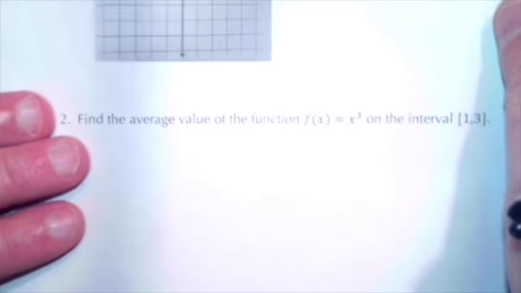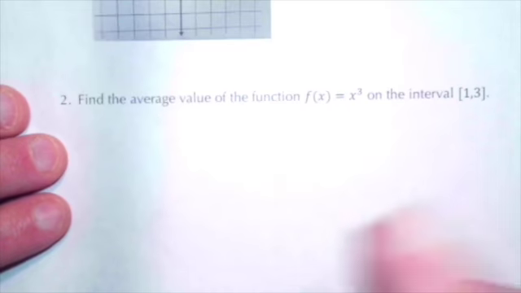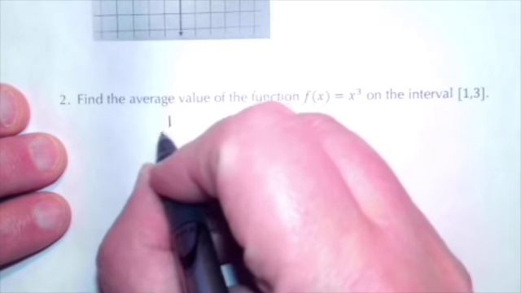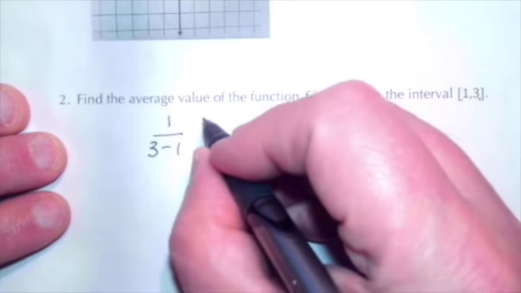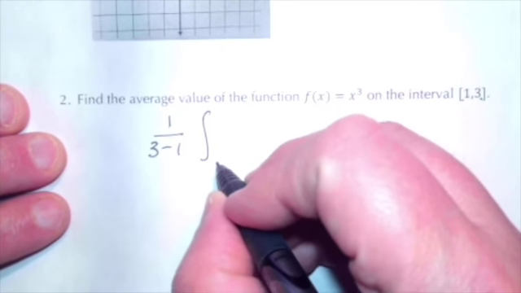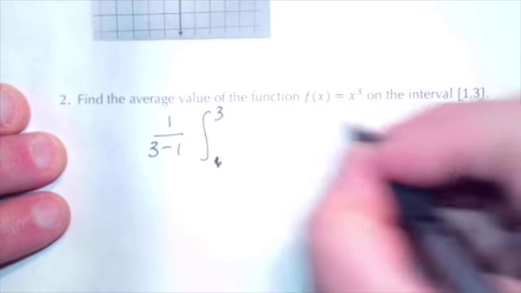And in the last one, we were asked to find the average value of the function f of x equals x cubed on the interval from 1 to 3. Well, the formula tells us that we want to integrate 1 over 3 minus 1. Let's see, we're going to have the integral from 1 to 3 of the function.